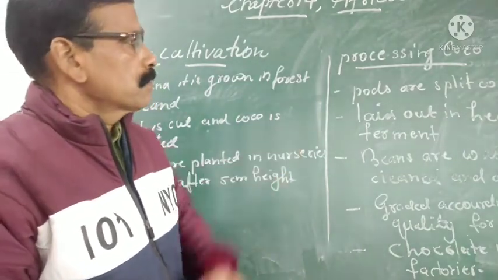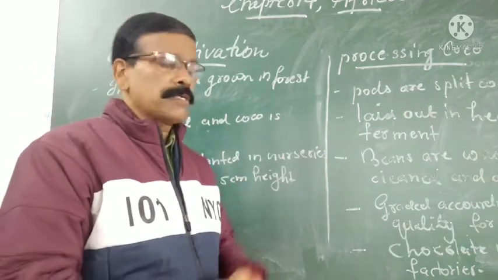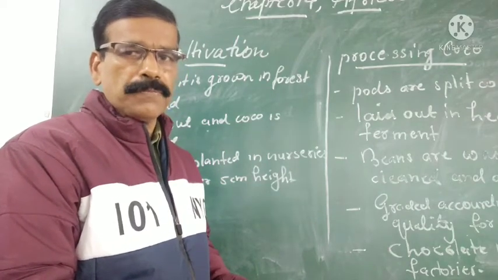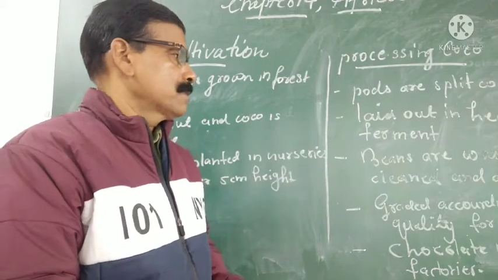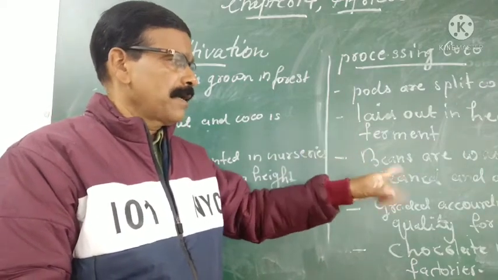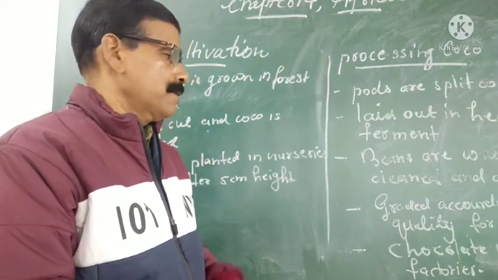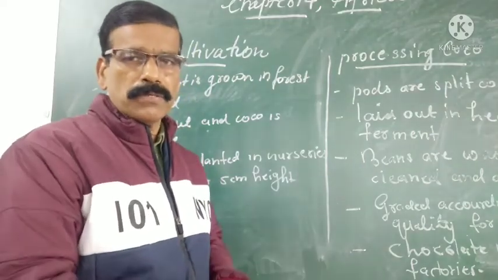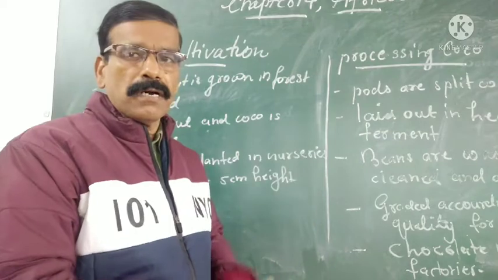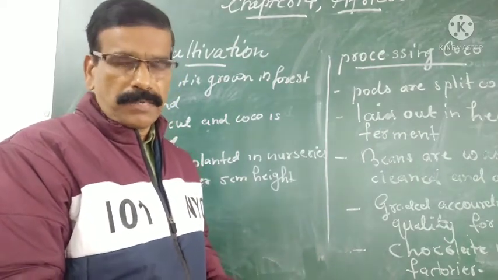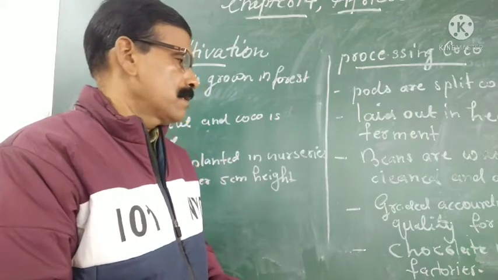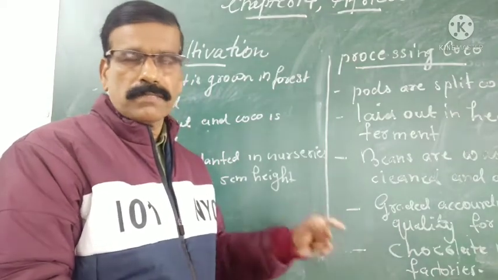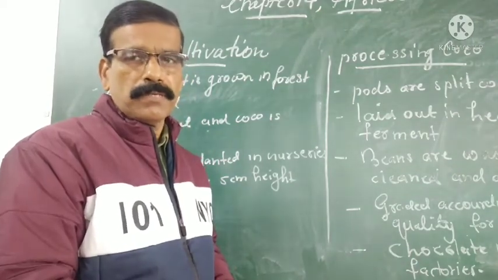And next is the processing of cocoa. First of all, the pods are split with a knife. Then these pods are laid out in heaps for fermentation, and the beans are also washed, cleaned and dried in the sun. Then these are graded according to quality. After they are graded, they are bagged and exported to other countries, mainly for making chocolate. Means these are sent to the factories in other countries that require them for making chocolate.